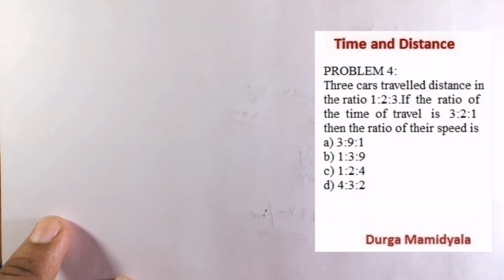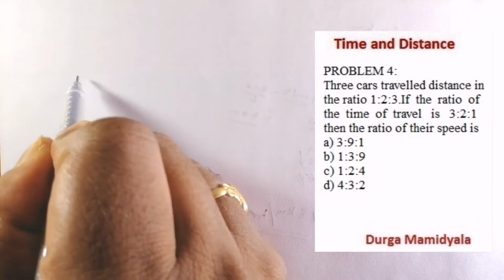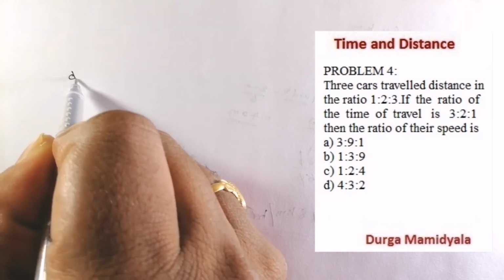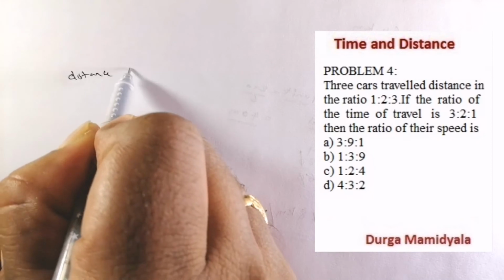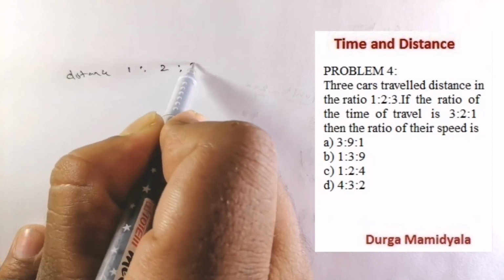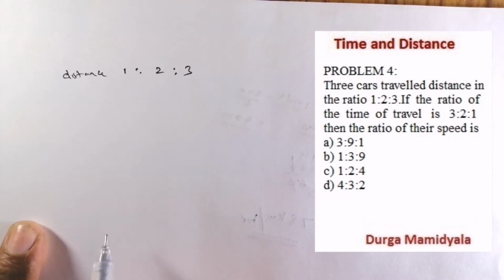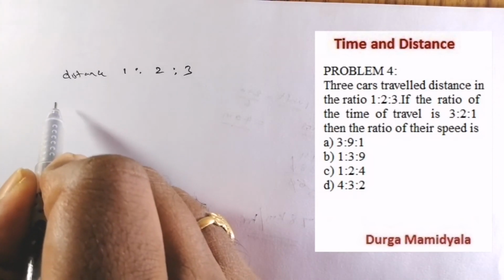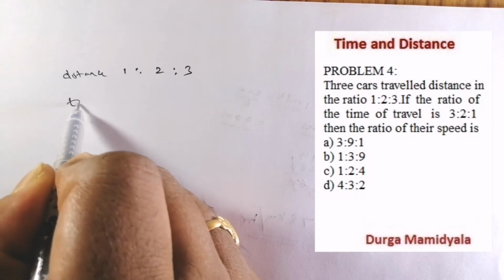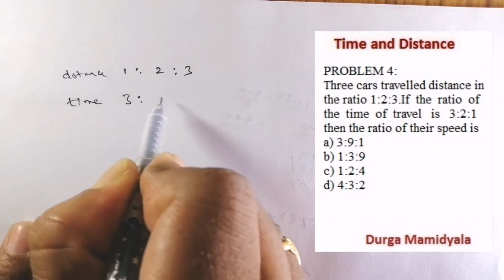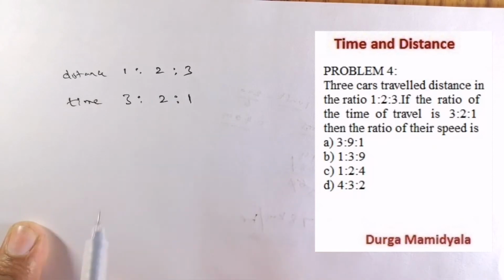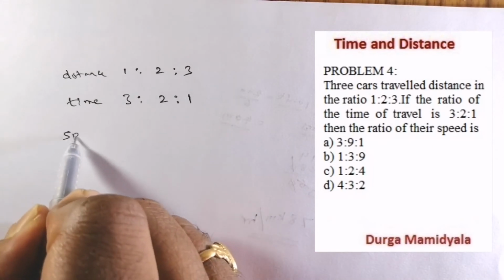3 cars travel distances in the ratio 1:2:3. So what ratio are we given? It is the distance ratio. The distance ratio is 1:2:3, right? And he has also given the time ratio. The ratio of time is 3:2:1. Then he has asked us to calculate the ratio of speed.